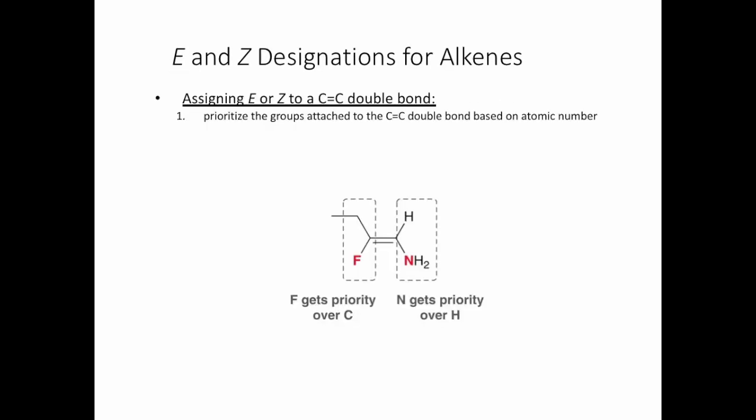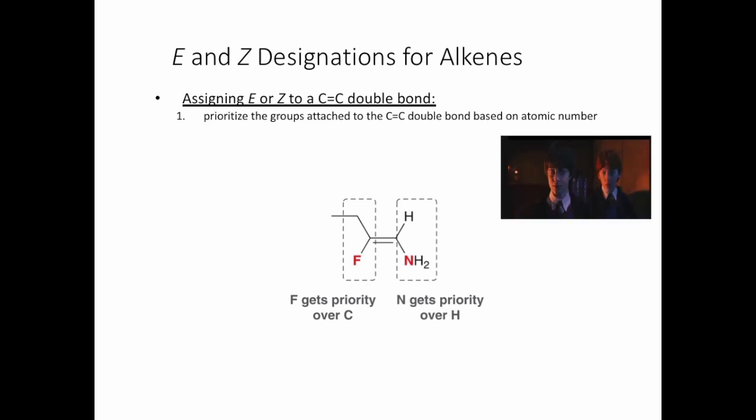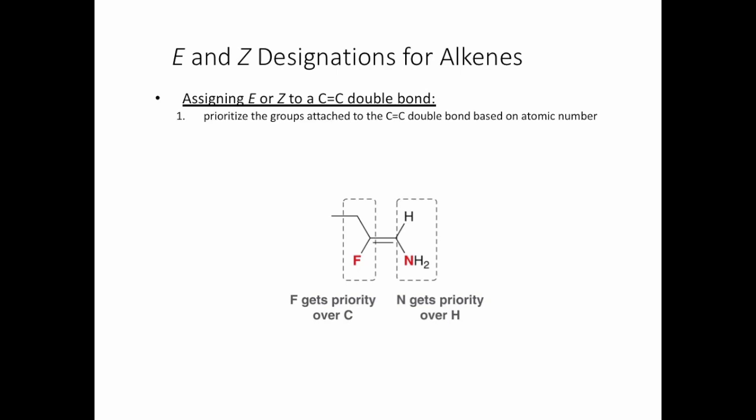So the way we are going to do this is we're going to use our prioritization, just like we did when we were assigning R or S configuration to chiral centers. And we're going to do this one carbon at a time. So we'll look at the right carbon and then we'll look at the left carbon. So you're going to assign priorities to each carbon of the double bond.